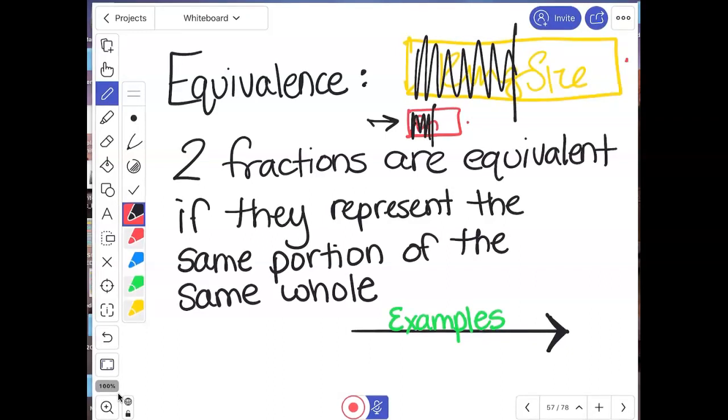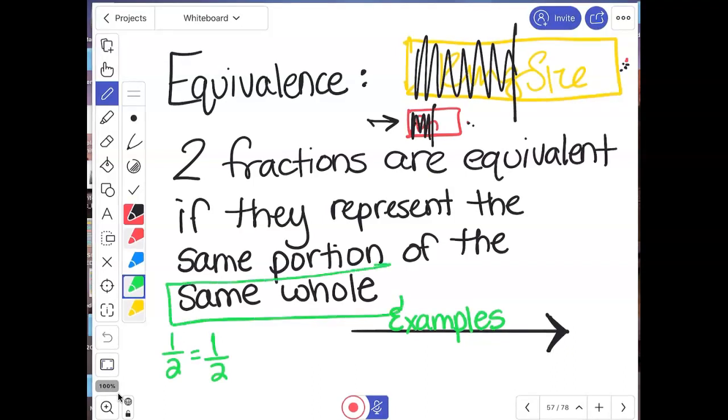So half of a king size and half of a fun size are not equivalent because they're two fractions that don't represent the same portion of the same whole. The whole is different. This is a much bigger whole than this whole is. So you might have seen before things like 1/2 equals 1/2. Those things are equivalent, but that's only true if we're talking about the same whole or the same candy bar or the same original shape.